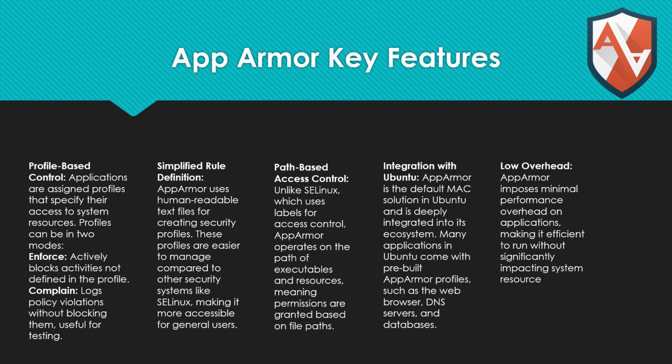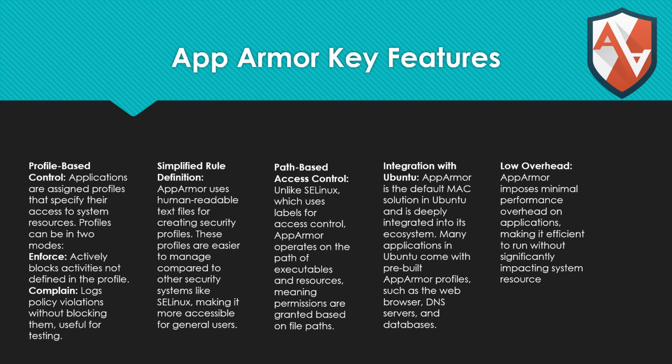Another key feature would be simplified rule definition. AppArmor uses human-readable text for creating security profiles. These profiles are easier to manage compared to other security systems like SELinux, making it more accessible for general users. Path-based access control. Unlike SELinux, which uses labels for access control, AppArmor operates on the path of executables and resources, meaning permissions are granted based on file paths.